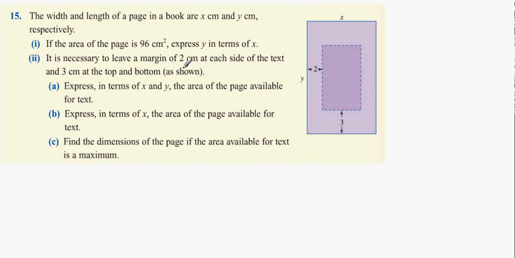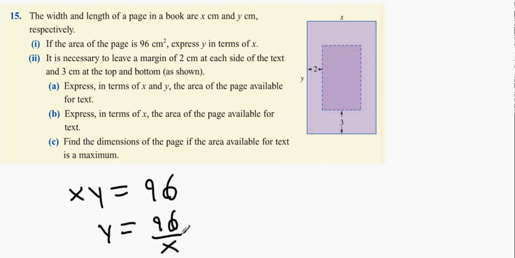It is necessary to leave a margin of 2 centimeters at each side of the text and 3 centimeters top and bottom, as shown. Okay, so the full area is x multiplied by y. x multiplied by y is 96. Therefore, y equals 96 all over x. Okay, so that's y in terms of x.